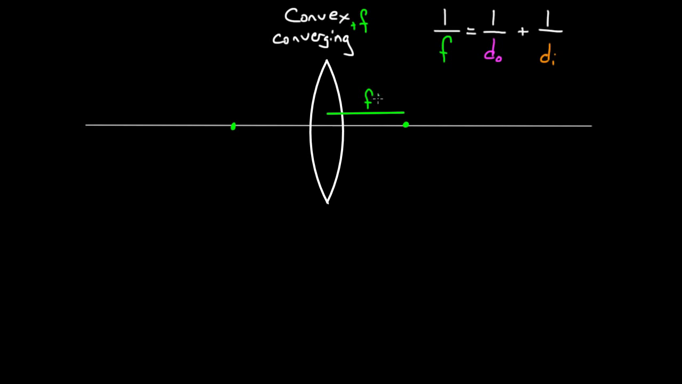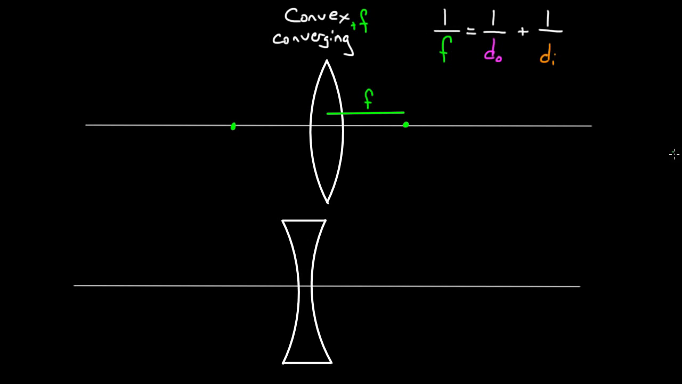So if this focal length right here was, say, 8 centimeters, we would plug in positive 8 centimeters. Doesn't matter, we could have measured on this side. This side will be 8 centimeters. We still plug in positive 8 centimeters into this focal length if it is a converging or a convex lens.